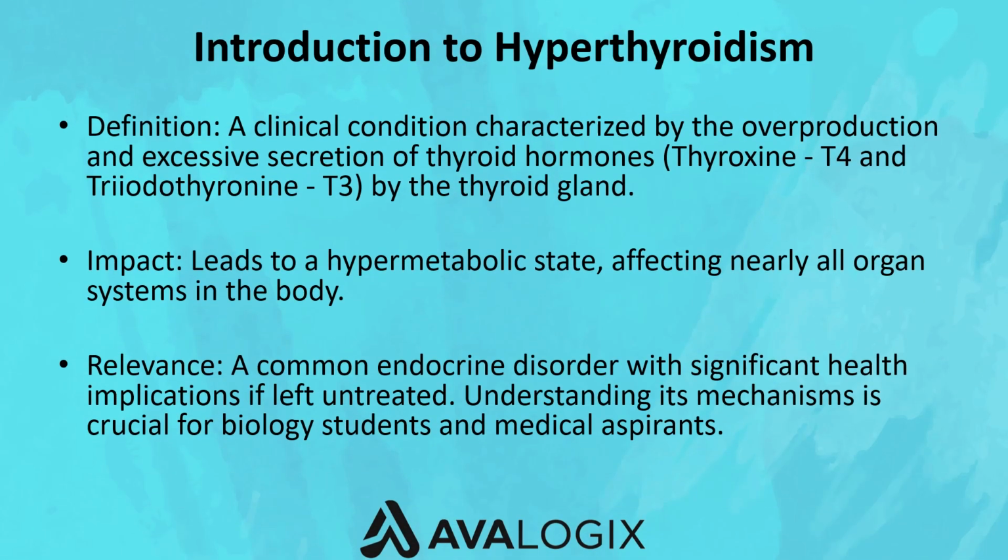Let's start with a simple definition. Hyperthyroidism refers to a condition where the thyroid gland produces too much of the hormones T3 and T4. These hormones play a crucial role in regulating our body's metabolism. When there's too much of them, the body enters a hypermetabolic state, meaning everything is sped up.